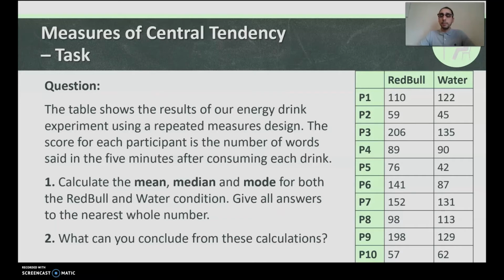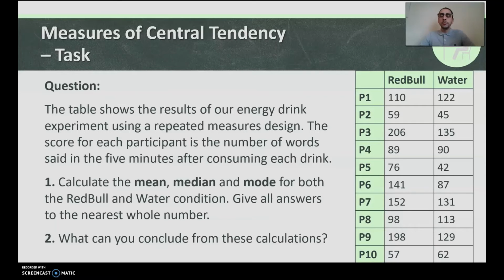What's the mean? It's like the average. You add them all up and divide by how many there are. There are 10 participants. For the median, put them in order from smallest to biggest, and then find the middle value. If there are 2 middle values, you add them together and take the average. And the mode is the most occurring one. If there is no mode, then you say no mode. Give all answers to the nearest whole number, so we're going to have to round up or round down for some of those answers.